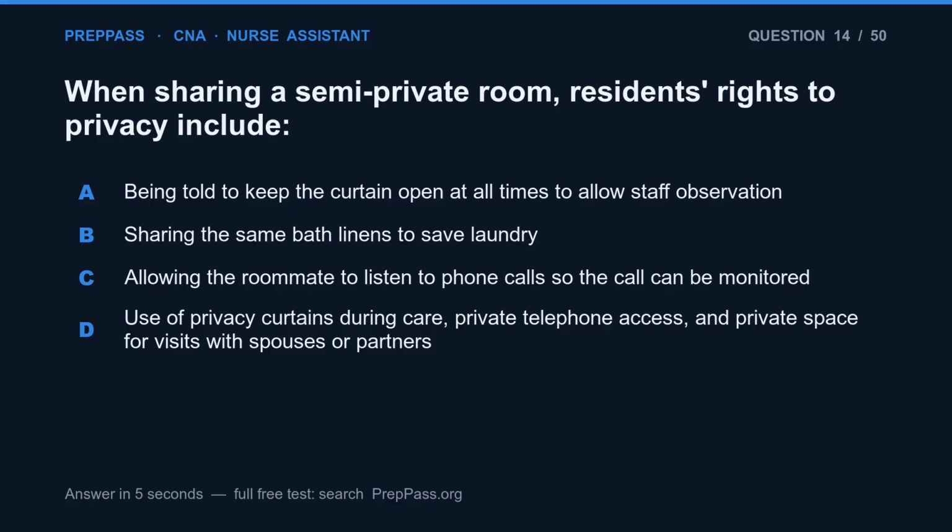Question 14. When sharing a semi-private room, residents' rights to privacy include: A. Being told to keep the curtain open at all times to allow staff observation. B. Sharing the same bath linens to save laundry. C. Allowing the roommate to listen to phone calls so the call can be monitored. D. Use of privacy curtains during care, private telephone access, and private space for visits with spouses or partners.